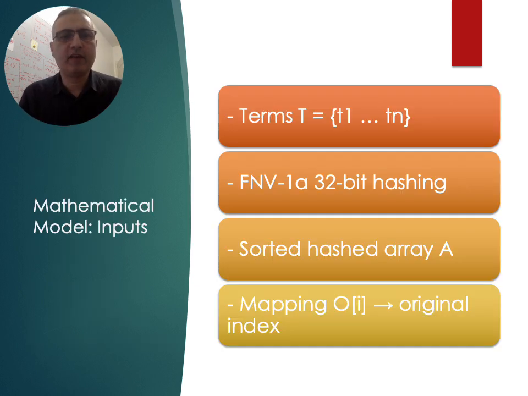The mathematical model slide. Formally, we start with the vocabulary T from T1 to Tn. Each term is hashed using FNV-1a 32-bit. The hash values are sorted into an array A. A mapping O(i) maintains the link from hashed order back to the original dictionary. This model allows us to build the bucket structure in a deterministic and analyzable way.